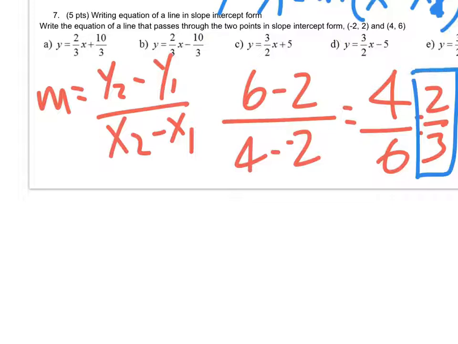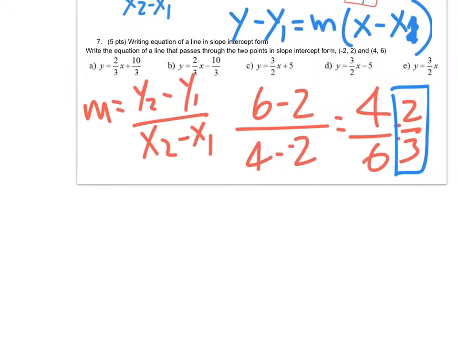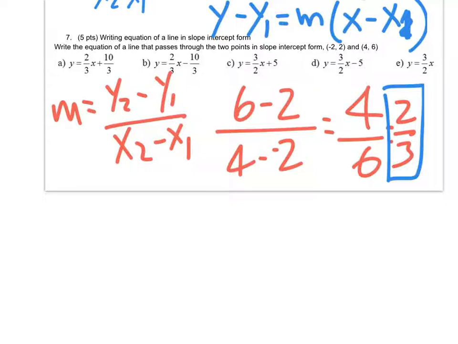And let's see which options we've got. We've got a few different ones, and I can see that A, for example, has a slope of 2/3, as does B. C, D, and E do not. So what I'm going to do is I'm just going to cross them out, because I know that those aren't even options. A little bit of process of elimination.